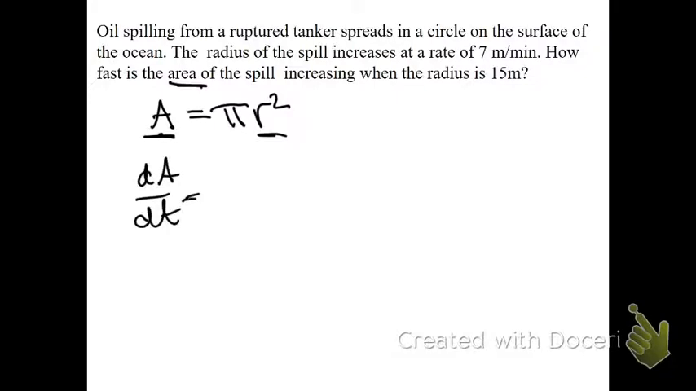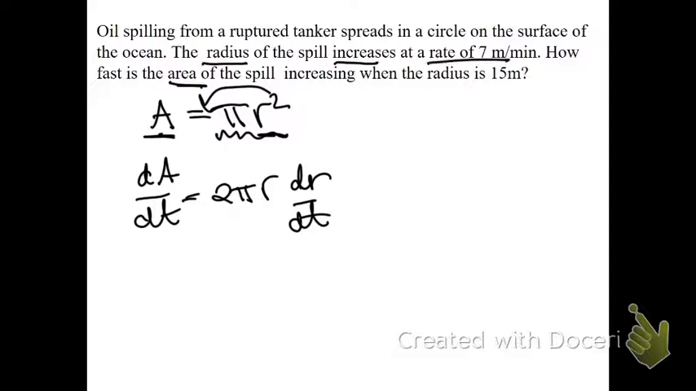On the right side, again, we don't need a product rule because pi is a number, not a variable. So it's just a power rule. 2 pi r to the first dr/dt. Fill in this moment in time. I got to read all the words now. The radius is increasing at a rate of 7. That means dr/dt is 7. If it was getting smaller, I would write negative 7.